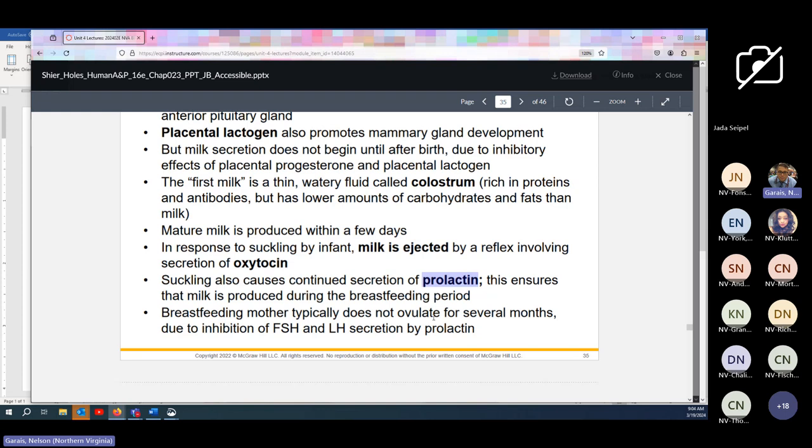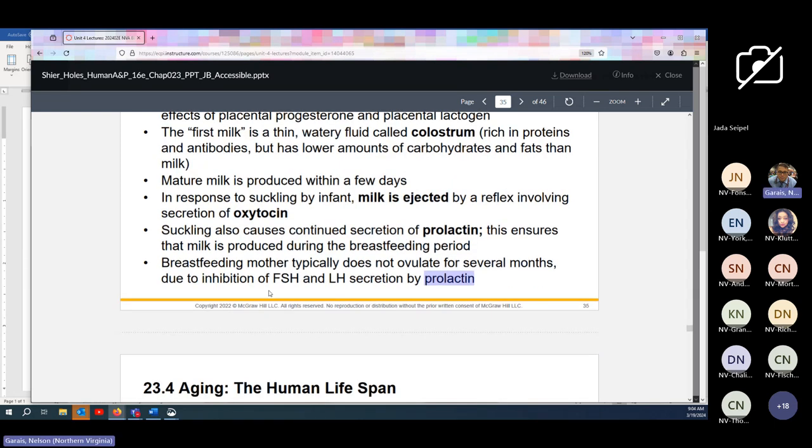Now, breastfeeding, of course, right? You will not ovulate for several months because while there's breastfeeding, there's still inhibition of FSH and LH by prolactin, but everything else is in play, right? But that doesn't happen for everyone. I've had some patients, they got pregnant almost immediately. That's why you can pretty much get pregnant in a couple of weeks.